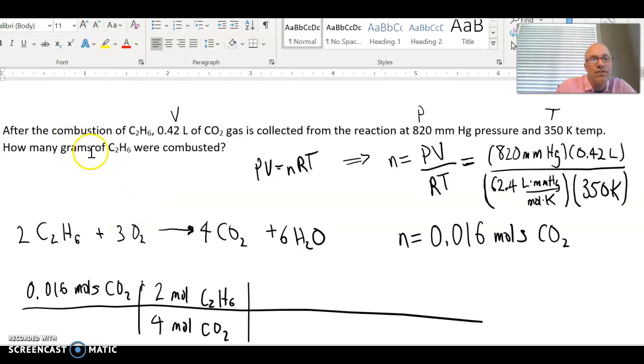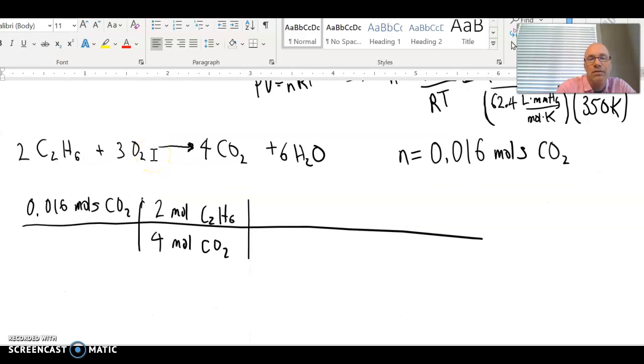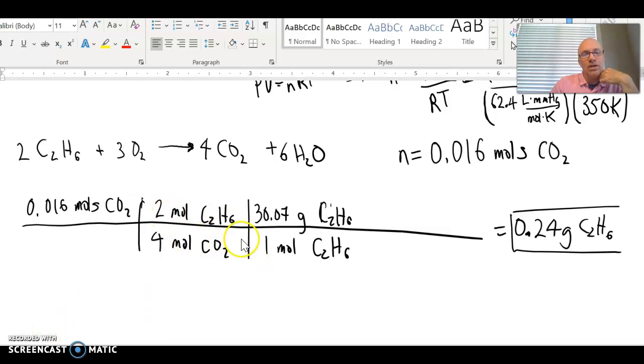The question is asking for how many grams of that would be combusted. So we can create a relationship: for every 1 mole of C2H6, how many grams of C2H6? That's just going to correspond to the molar mass of this particular chemical right here, which is 30.07 grams. Plugging these into our calculator and solving that crossbar, we can see that we would get this number of grams of ethane, or sorry, C2H6.